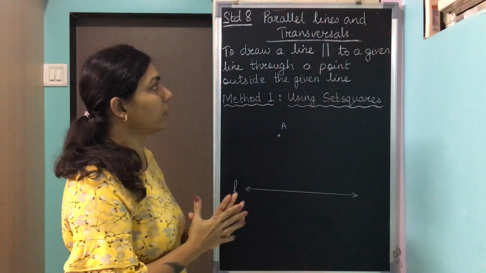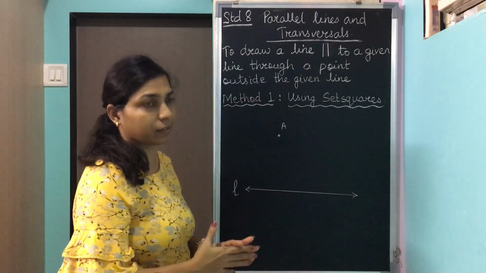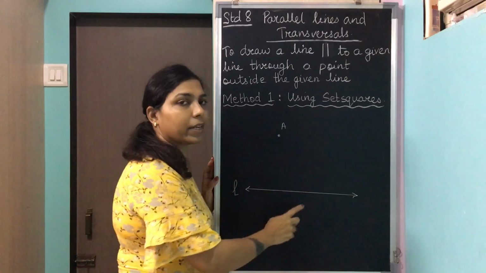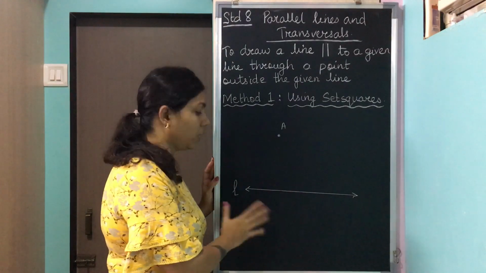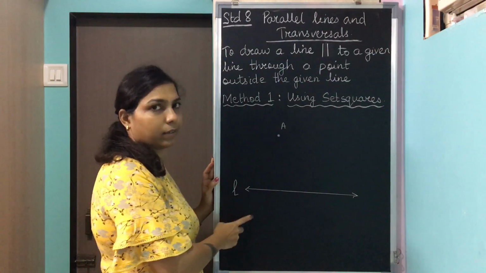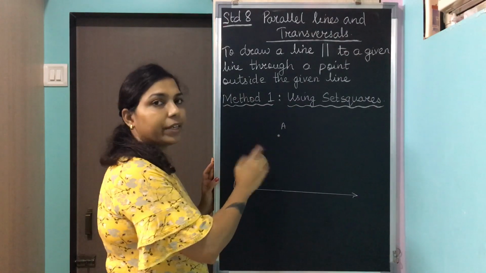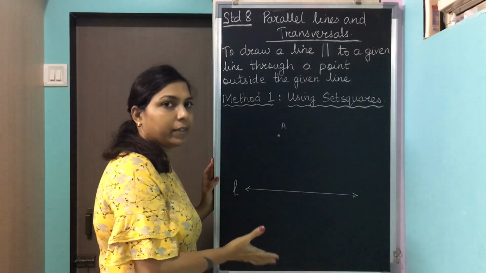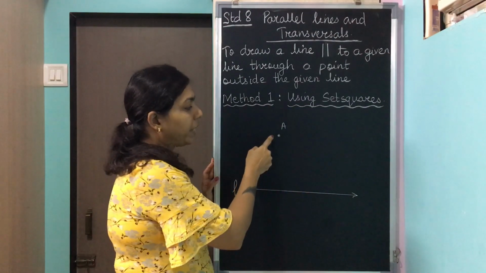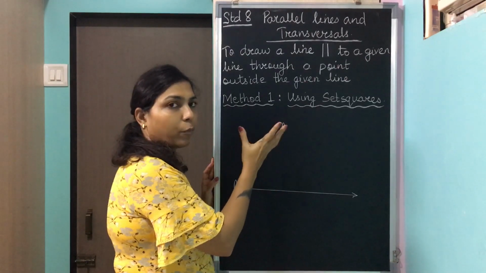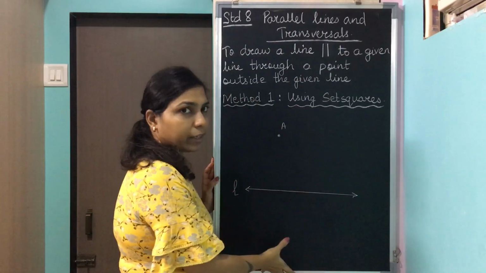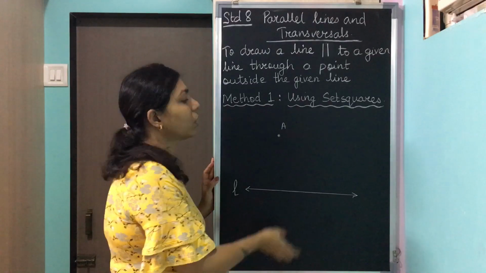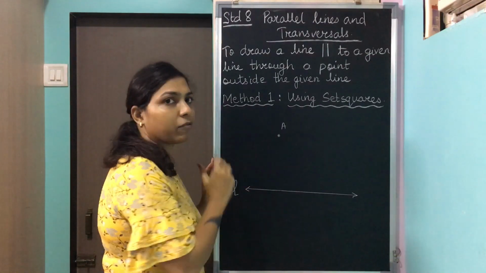Basically, what is to be done in this particular construction? You have a line which is already given to you. Say suppose line L is given to you. You can take a point anywhere outside the line. So I have taken point A over here. Your point can be taken either above the line or below the line, wherever you wish. Okay, so I have taken the point above the line.